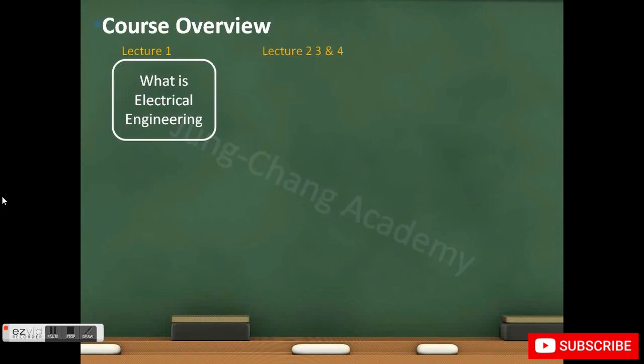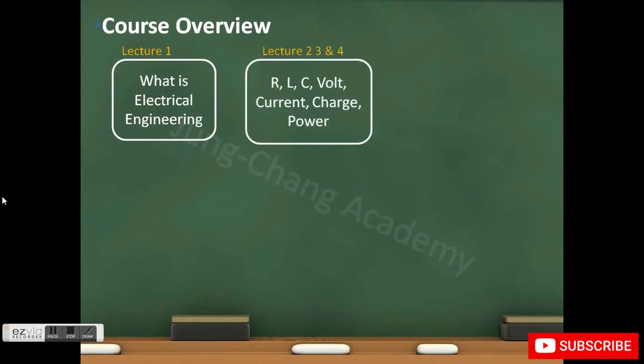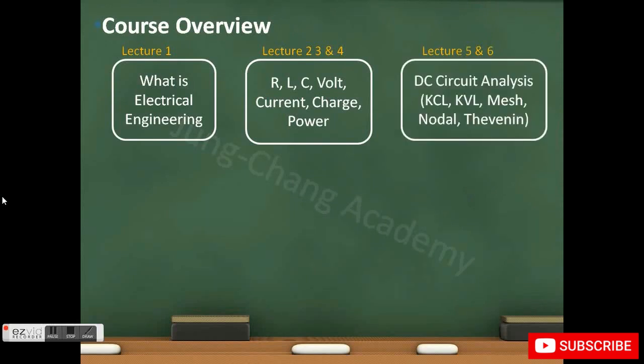From lecture 2 to lecture 4, we will look at resistors, capacitors, and inductors, and the basic electrical quantities: voltage, current, charge, and power. Here we will briefly explain how resistors, capacitors, and inductors behave in a DC circuit. In lecture 5 and 6, we will go into details on DC circuit analysis. Here you'll learn Kirchhoff current law, Kirchhoff voltage law, mesh and nodal analysis, as well as Thevenin equivalent circuits. A lot of examples will be used here to help you understand how to apply them.